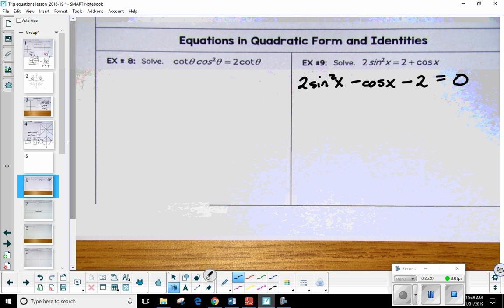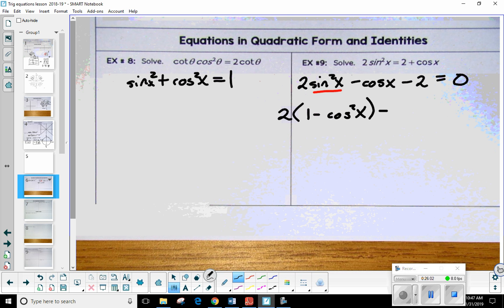We have an identity that says sine squared of x plus cosine squared of x is equal to 1, right? And luckily I have a sine squared right there. So what would sine squared equal if I did that? 1 minus cosine squared. There you go. So in place of sine squared, I'm going to use part of the identity: 2 times 1 minus cosine squared of x, minus cosine of x, minus 2 equals 0.